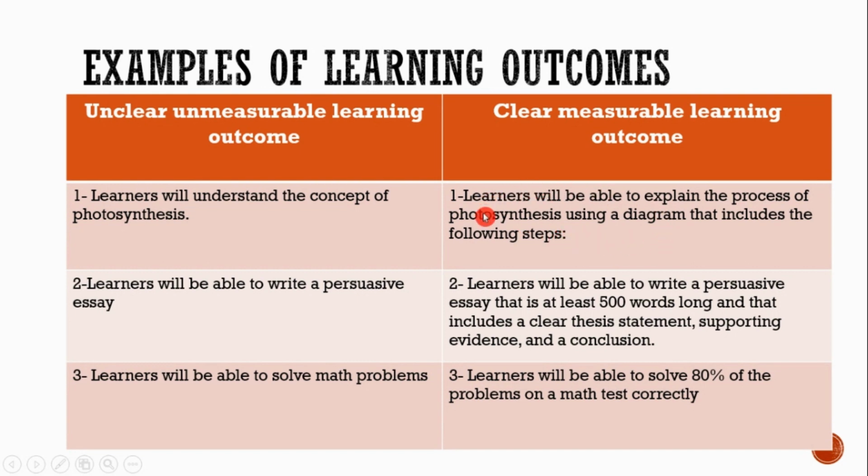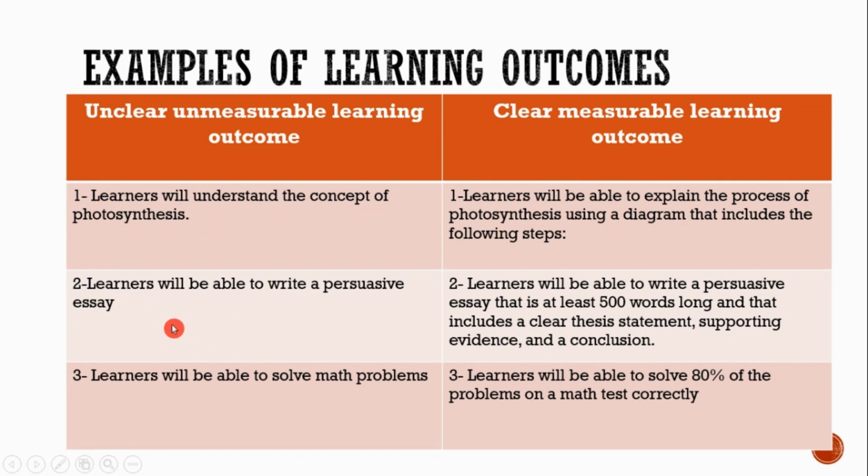So you can see it contains the three parts of a clear, measurable learning outcome. There is behavior, there are conditions. You can see the condition is using a diagram, and of course the outcome. So you can redefine all unclear learning outcomes to make them clear and measurable.